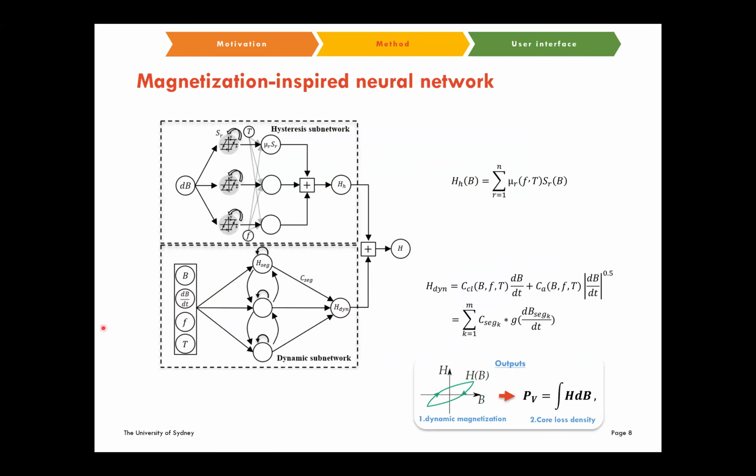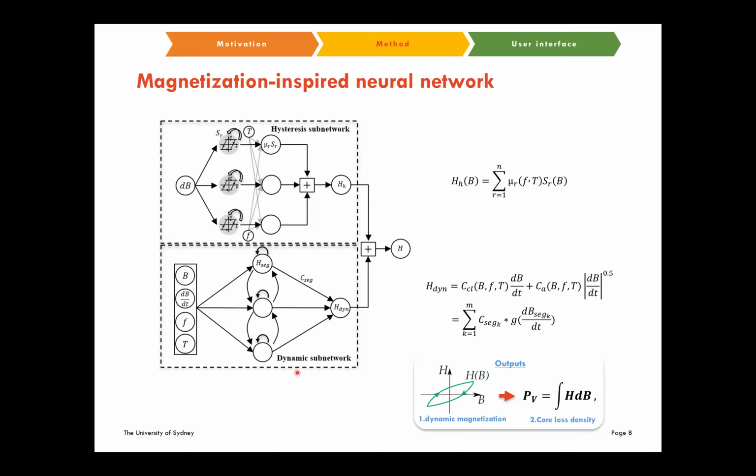Finally, here comes our proposed model, the magnetization-inspired neural network. We follow the main equation. We have two subnetworks, and the upper subnetwork is used to predict the hysteresis component. You just need to input the dB, and you can get the operator value. We use one layer of AI to predict the operator density function, and you take the weighted sum of all operators to get the hysteresis component.